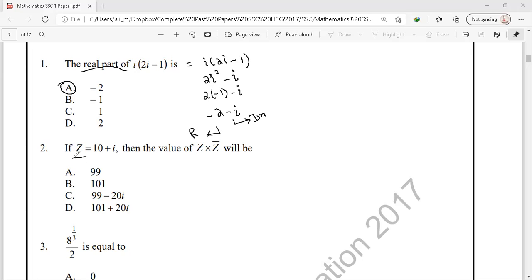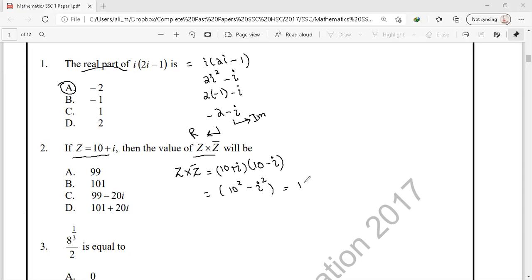In question number 2, we have again a complex number and we have to find the product of the complex number with its conjugate. So let's solve this expression z into z bar, that will be equal to 10 plus iota, that is the complex number, multiplied by its conjugate. So the conjugate of this expression will be 10 minus iota. So as we can see, there is a formula of difference of squares, a plus b and a minus b. So we can write this expression as 10 square minus iota square.